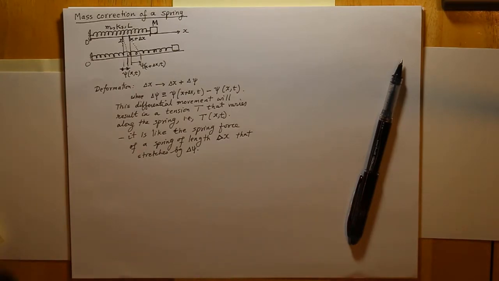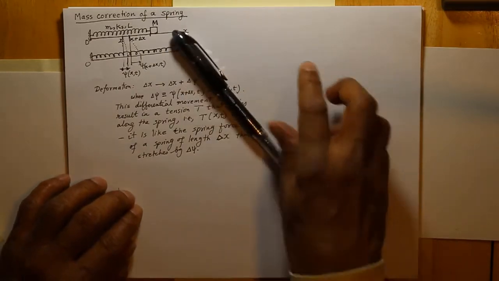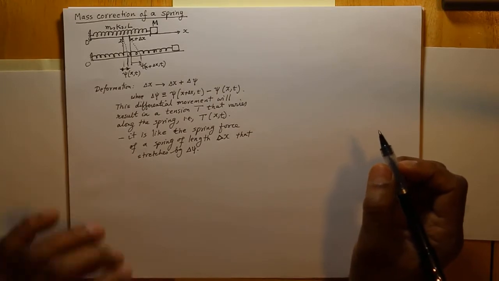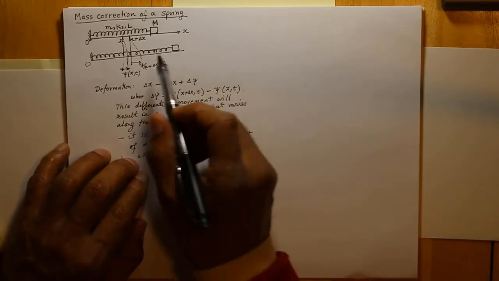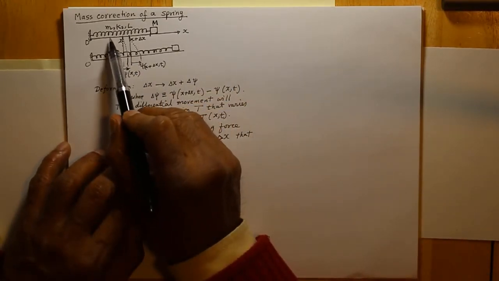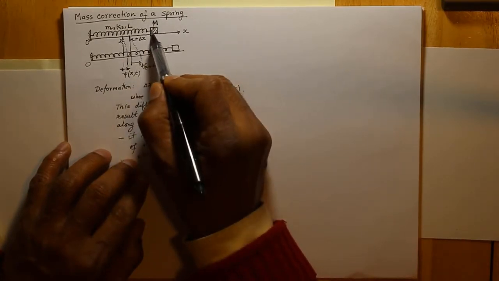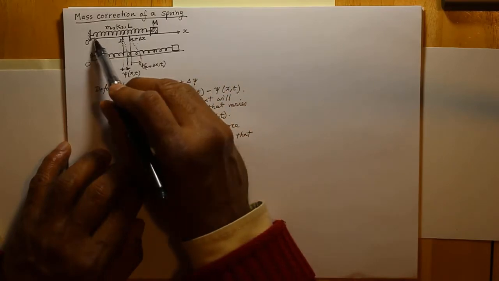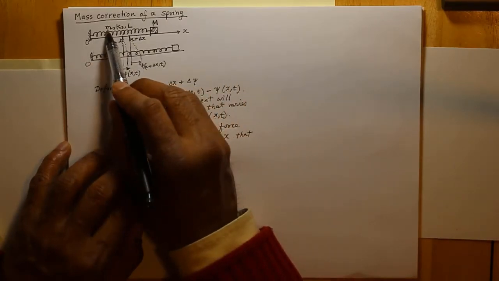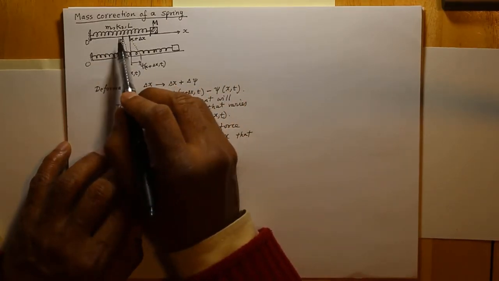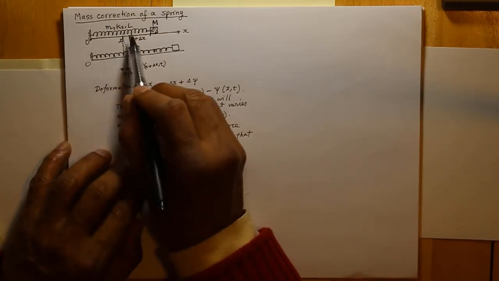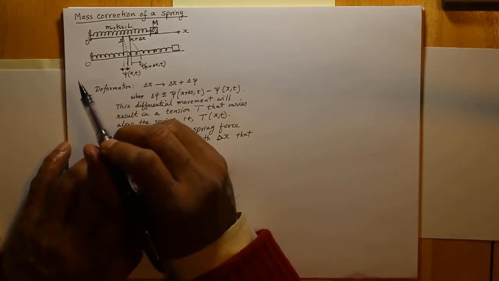We want to discuss mass correction of a spring. When a block of capital mass M is attached to a spring of small letter m mass, a spring constant K sub s, and the length of the spring is L.